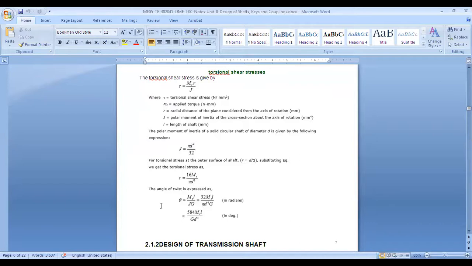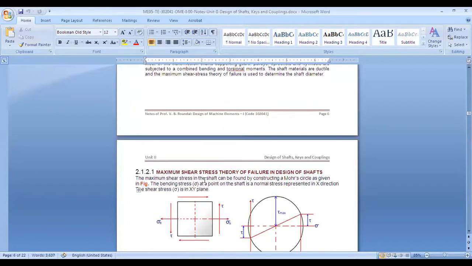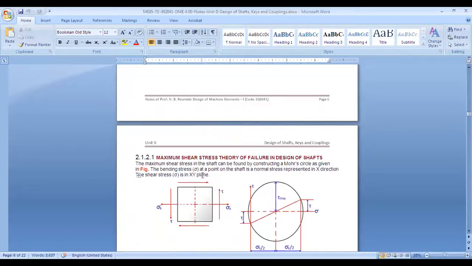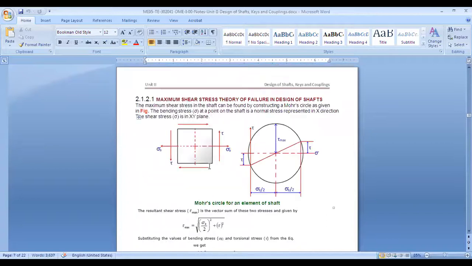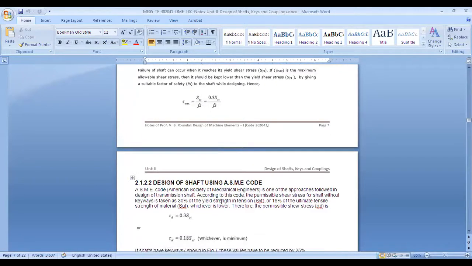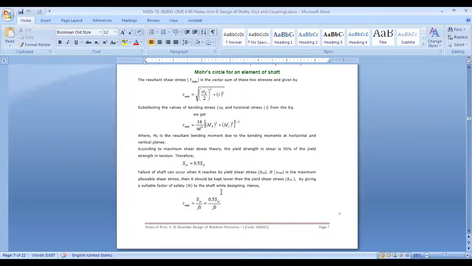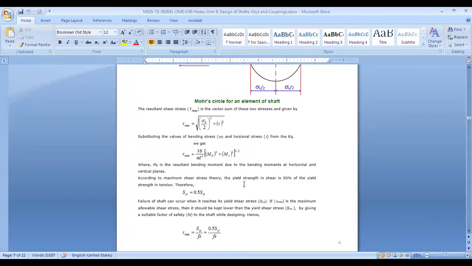Next part, angle of twist. This is the design of the shaft on torsional rigidity. We'll talk about that in the next lecture. I don't want to go into too much detail because I want to go through a numerical first. When we do a design of the shaft, the shaft will be having all the stresses, bending stress as well as shear stress because of the torsion. To combine those, we will be using principal stresses. So there is design of the shaft using principal stress, and design of the shaft using maximum shear stress.